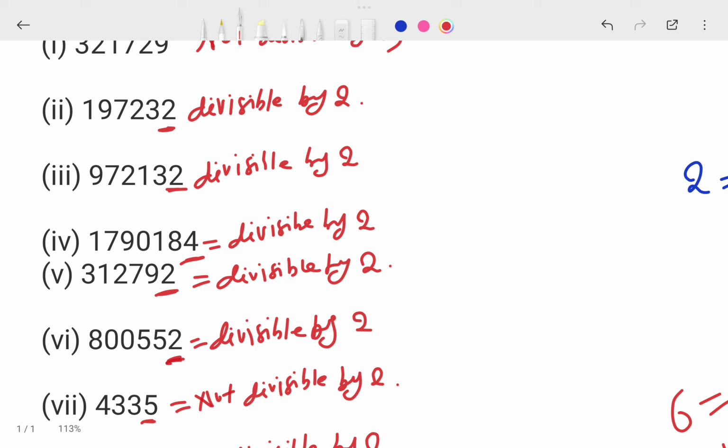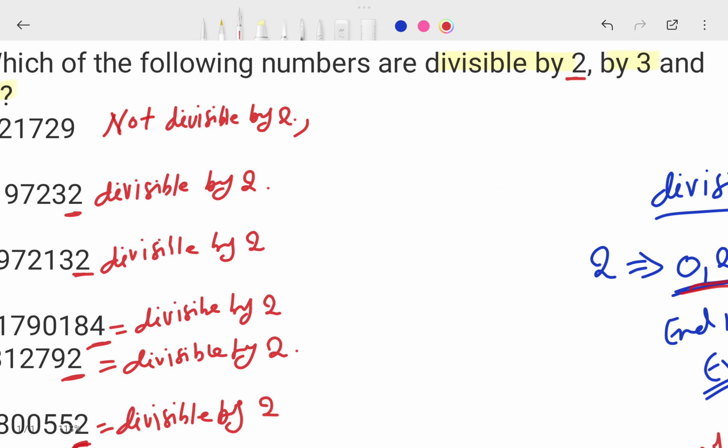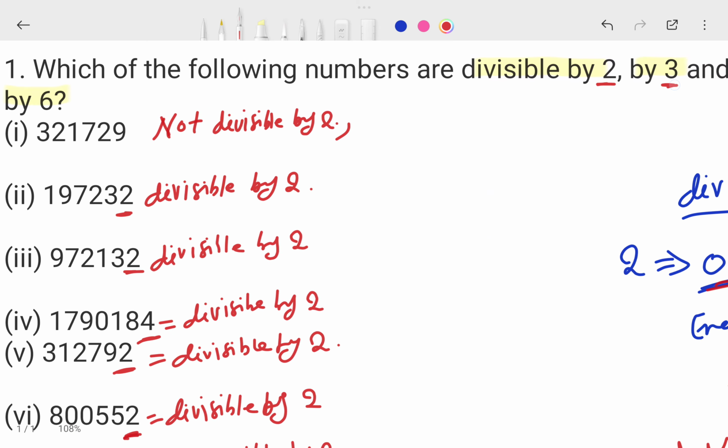Okay, is it clear? Right, now we have to check if this is divisible by 3 or not. So how can you check whether any number is divisible by 3 or not?